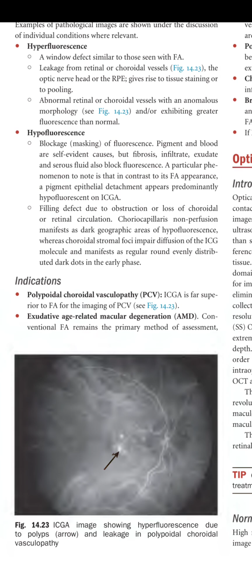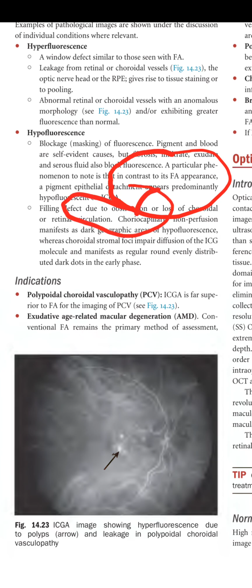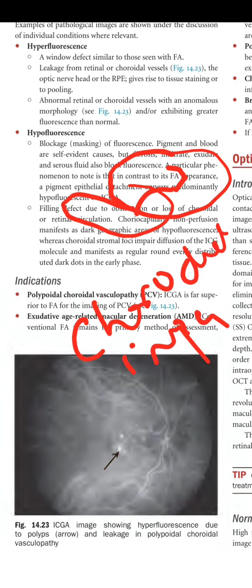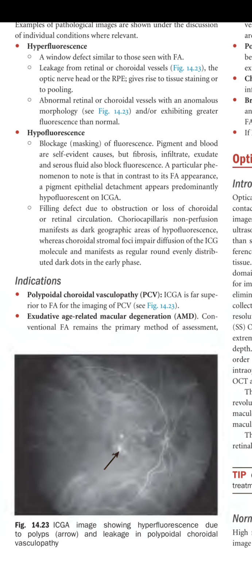Choriocapillaris non-perfusion manifests as dark geographic areas of hypofluorescence, whereas choroidal stromal foci impair diffusion of the ICG molecule and manifest as regular, round, evenly distributed dark dots in the early phase. So whenever there is choriocapillaris non-perfusion, it will give us an appearance of dark geographic areas of hypofluorescence. Whereas in the case of choroidal stromal impaired diffusion, it will give us regular, round, evenly distributed dark dots in the early phase.